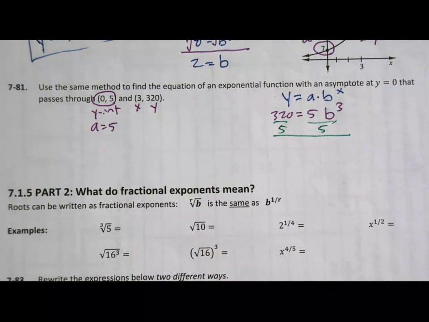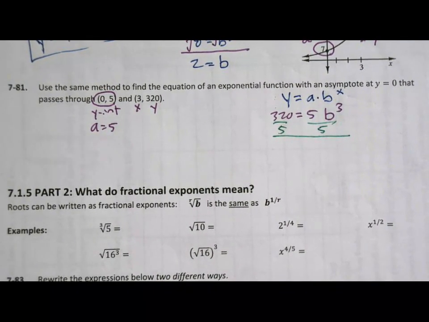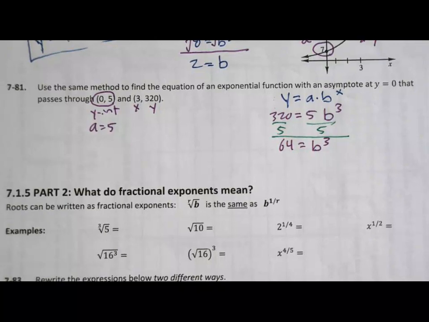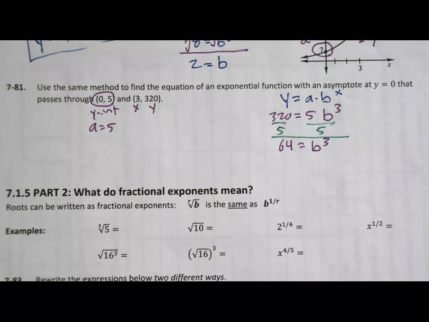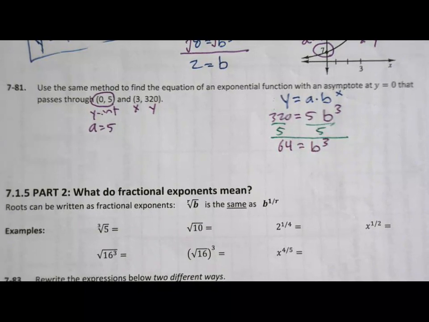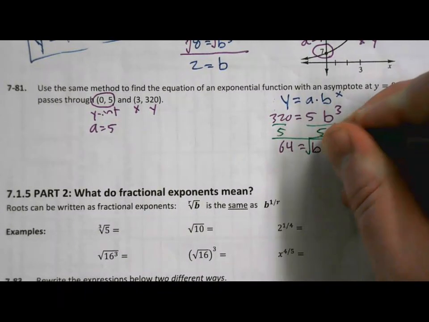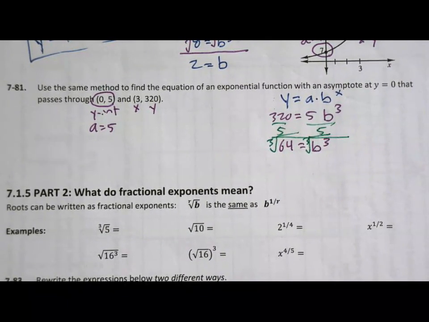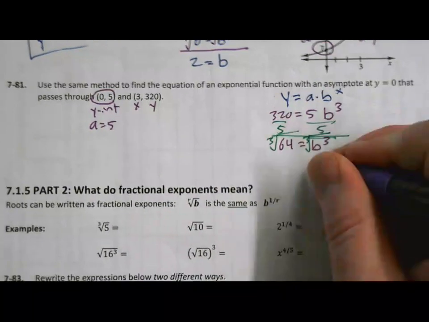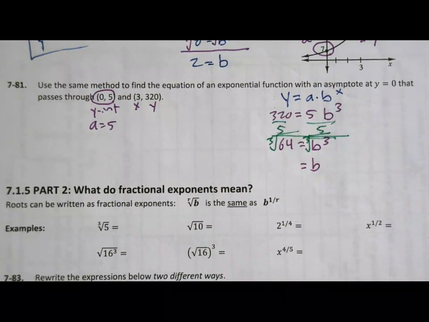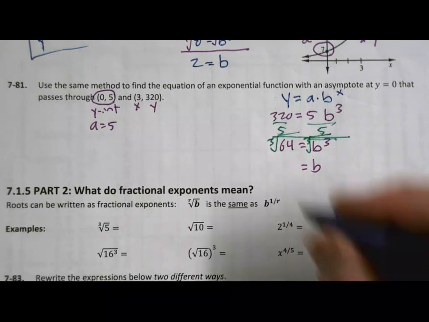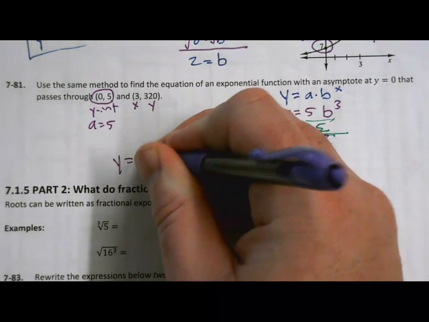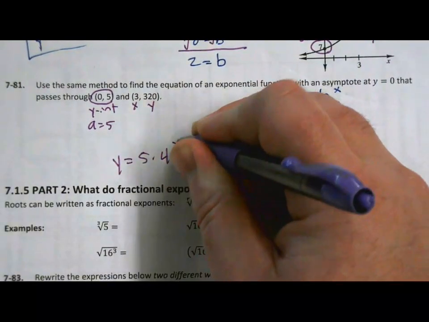320 divided by 5 is 64. 64 equals b to the 3rd power. And then we're going to need to take a cube root on both sides to get b by itself, to cancel that power of 3. The third root cancels a power of 3. Those will cancel over here, so we've got just b. And the third root of 64, if we're not sure, our calculator will tell us is 4. So our final equation for this, y equals a, which was 5, times b, which is 4, to the x power.